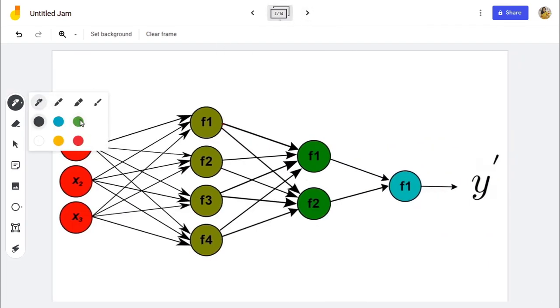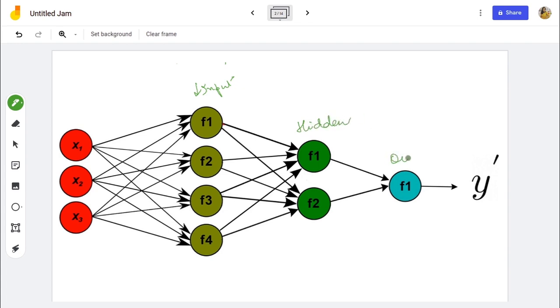So this, as you can see, is a multi-layer perceptron. We have three inputs. This is the input layer because all the inputs are going in here. This is the hidden layer and this is the output layer. So input layer has 4 nodes, hidden layer has 2 nodes and output layer has 1 node.